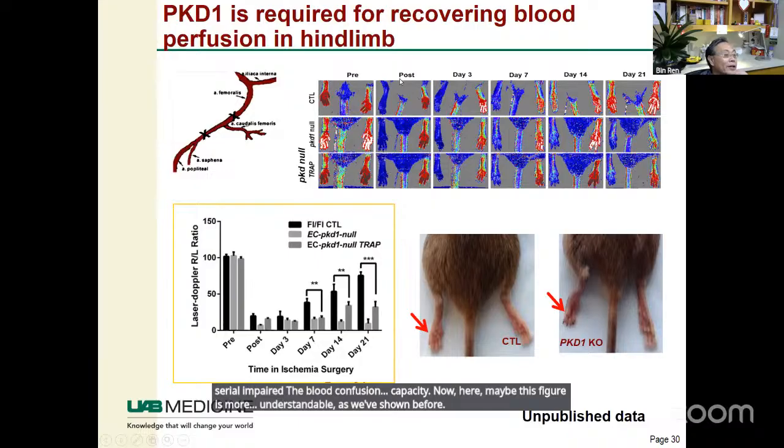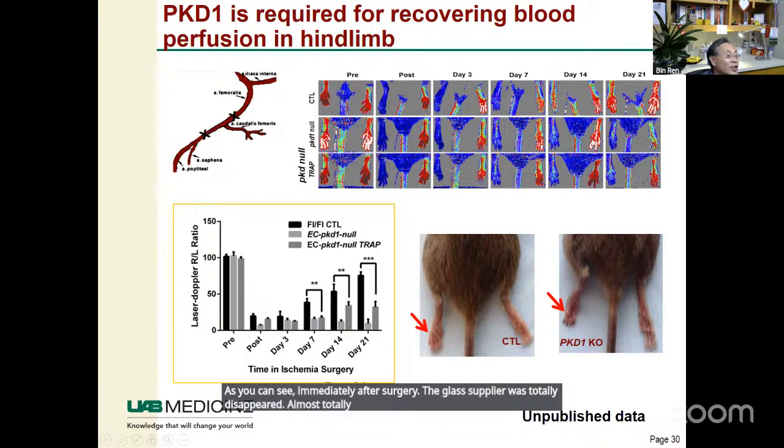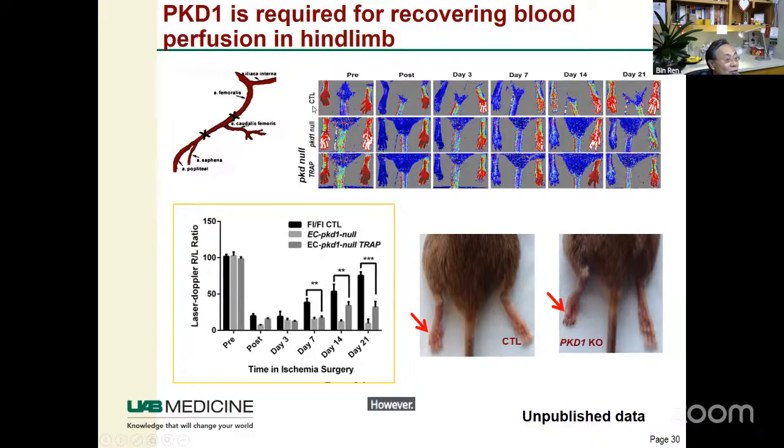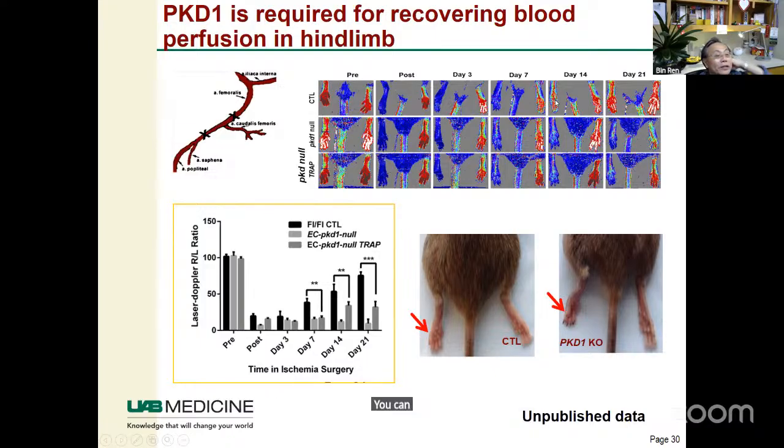As you can see, immediately after surgery, the blood supply almost totally disappeared, as shown by this blue color. However, in the control animals, we can see the blood flow was gradually recovered, as shown by the red color. Especially at day 14, you can see significant recovery in the blood supply. And this is day 21.